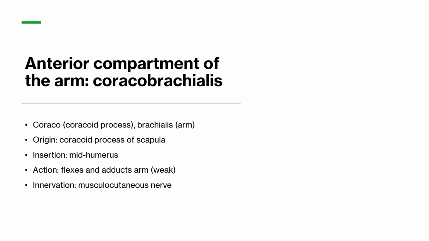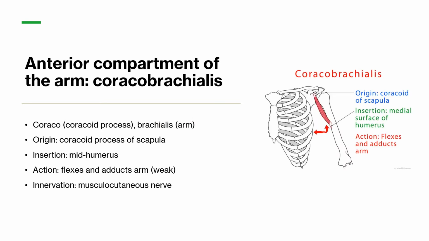Anterior compartment of the arm, coracobrachialis. Coraco means coracoid process, brachialis, arm. It originates from the coracoid process of the scapula, which is part of the reason it's called the coracobrachialis. It inserts on the mid-humerus, and it flexes and adducts the arm, but it's actually a weak flexor and a weak adductor. So what I'm trying to say is the coracobrachialis really doesn't do much. It's also innervated by the musculocutaneous nerve because it's in the anterior compartment.